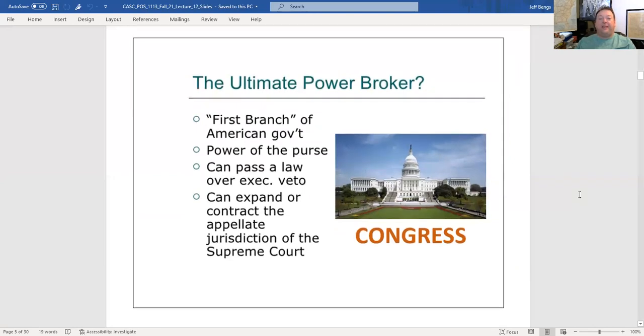Some of the reasons why people might think it's the most powerful branch, along with it being the first branch of government, is they have the power to tax, right? Power of the purse. If the president were to veto some legislation, Congress can then come back, and if they have enough votes, they can override a presidential veto. And then Congress can also expand or diminish the jurisdiction of the Supreme Court.